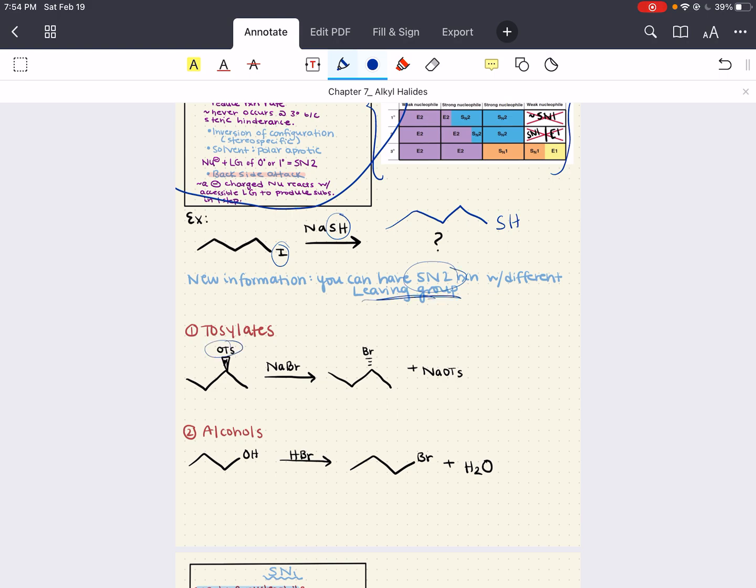For example, what if we had tosylates? Tosylates are a great leaving group. We actually don't have to convert it into anything. So we have our nucleophile, bromine. It can come and attack here at the electrophilic carbon, and we can replace the tosylate with a bromine, keeping in mind inversion of configuration.